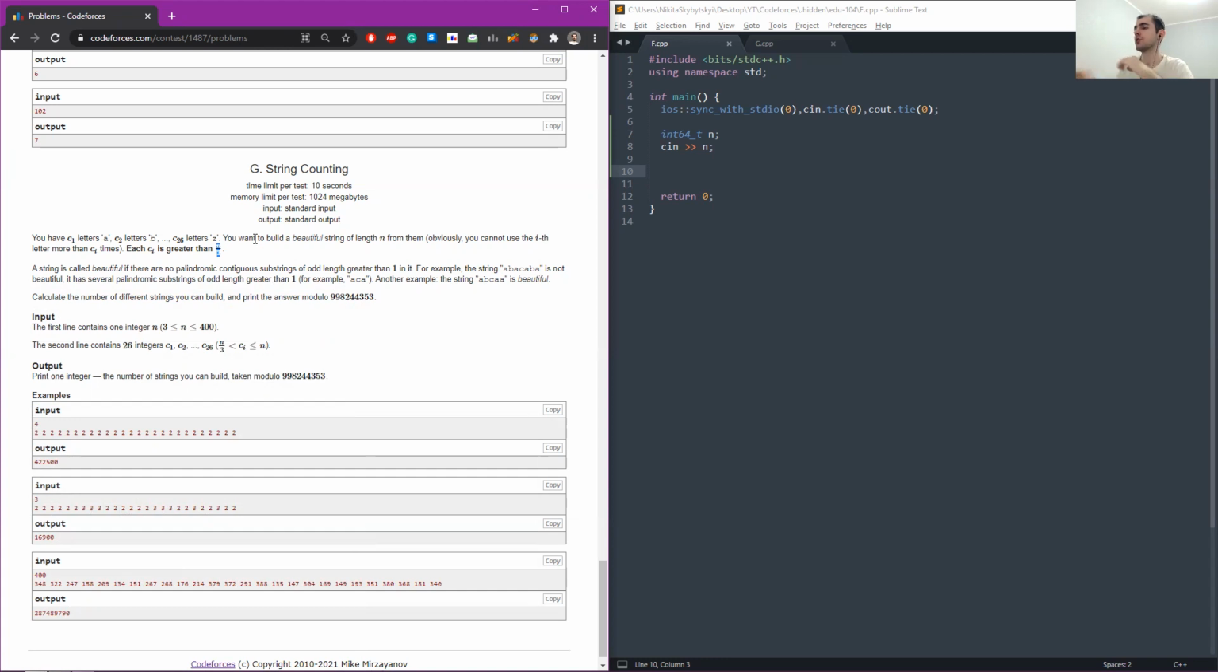And transitions are, if you want to do them the stupid way, they are straightforward, and the stupid way does not work. So suppose that our DP state is a previous letter, and then a current letter, right?